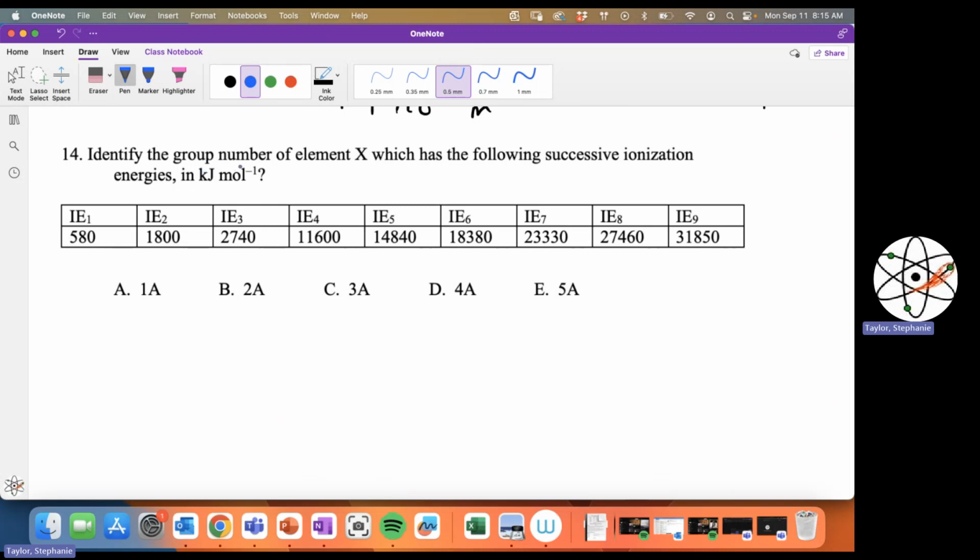This one says identify the group number of element X, which has the following successive ionization energies. So this is the first ionization energy, the second, the third, the fourth, the fifth, the sixth, etc.